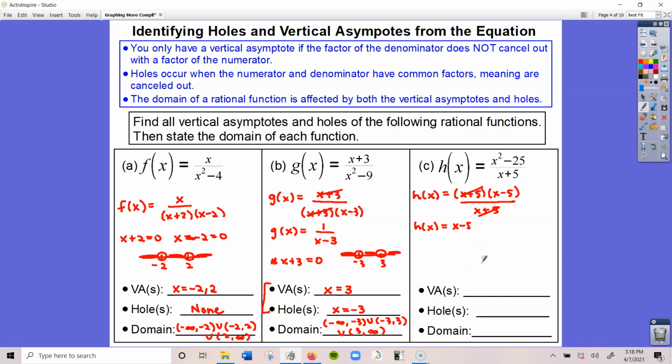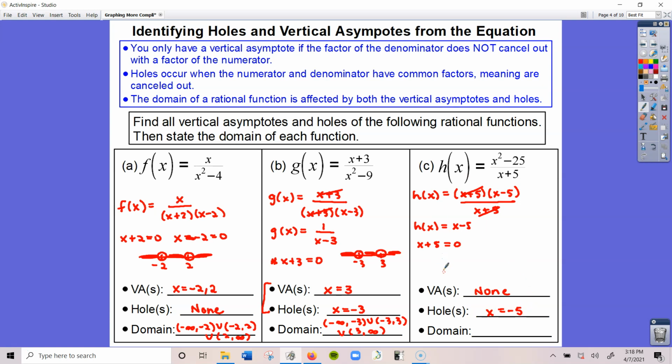For the vertical asymptote, since we have nothing left in the denominator, that means that there are no vertical asymptotes, since vertical asymptotes is only when you have factors in the denominator. However, we do have a hole because we have a factor that canceled. So we take that factor and we make it equal to 0. Subtract the 5, we get that we have a hole at x is equal to negative 5.